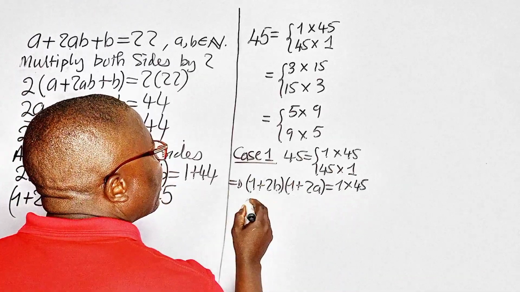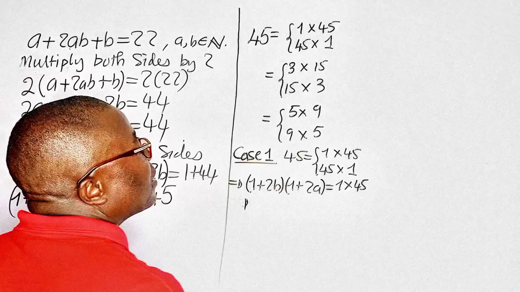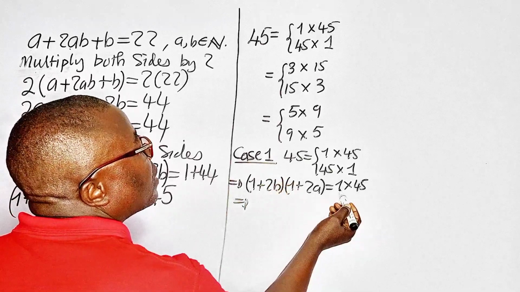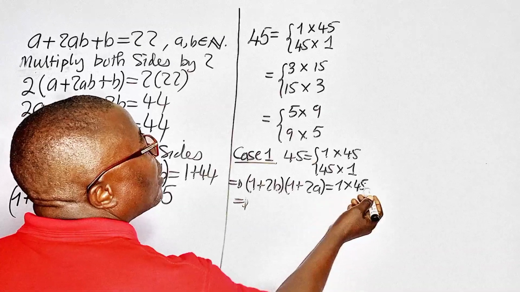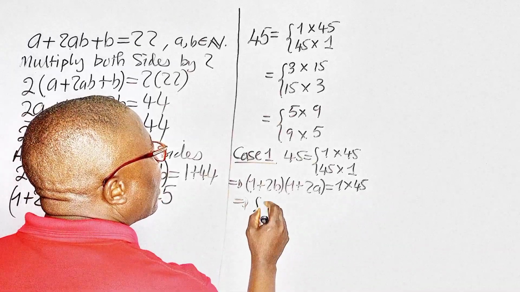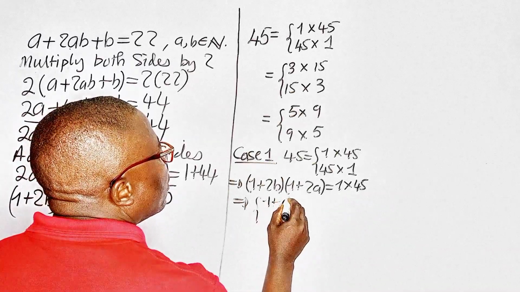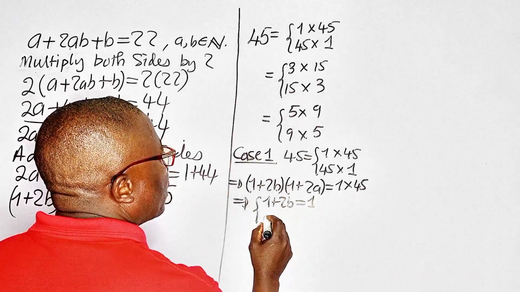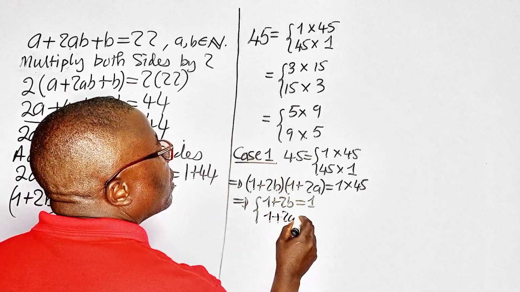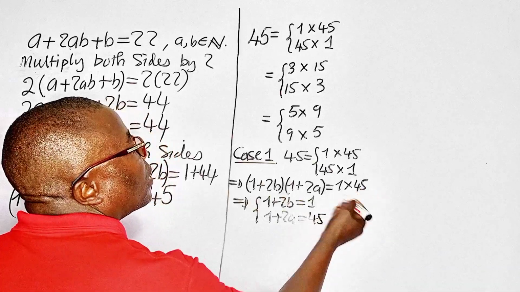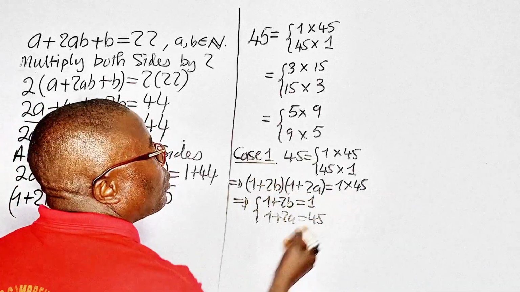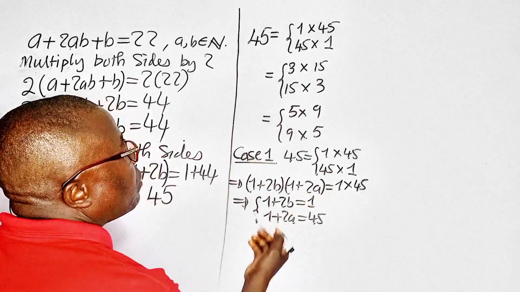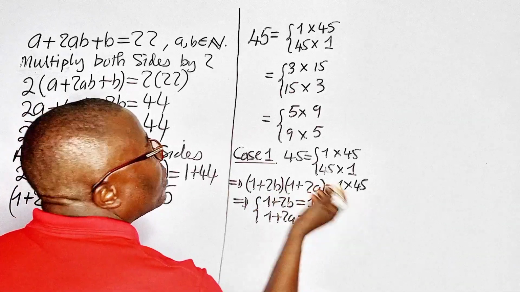So from here, this can be split into two equations. This factor goes with this factor, and this factor goes with that factor. So here we'll either have 1 plus 2b equals 1 and 1 plus 2a equals 45. This product giving us this product means either this is this and this is that.